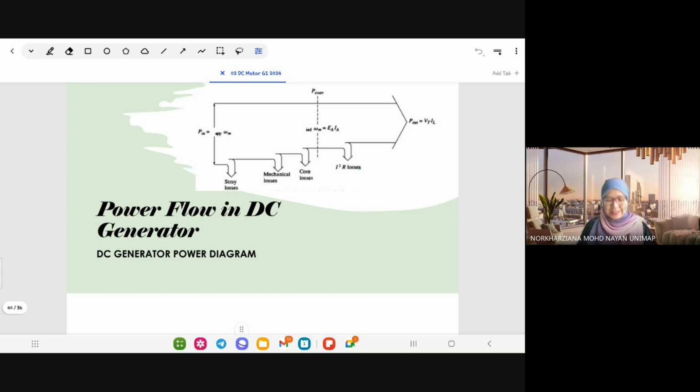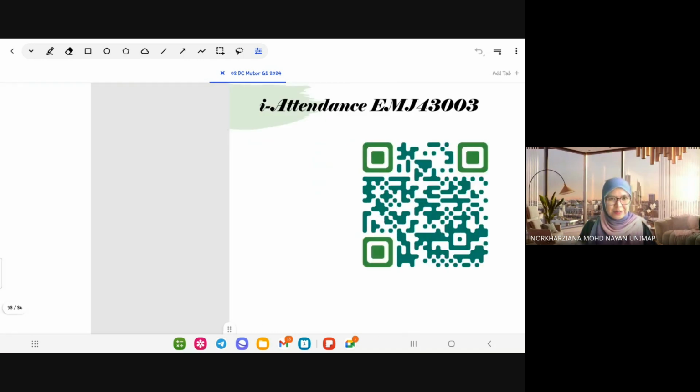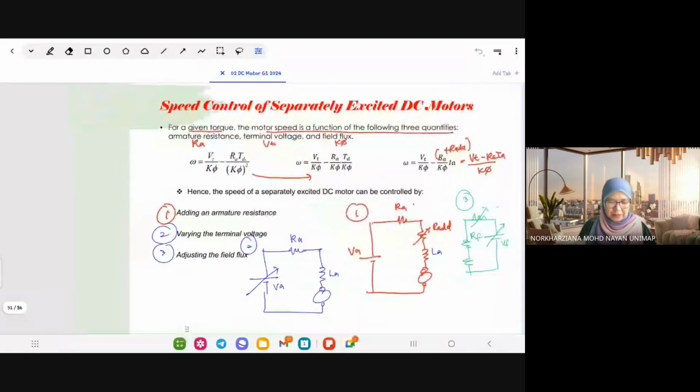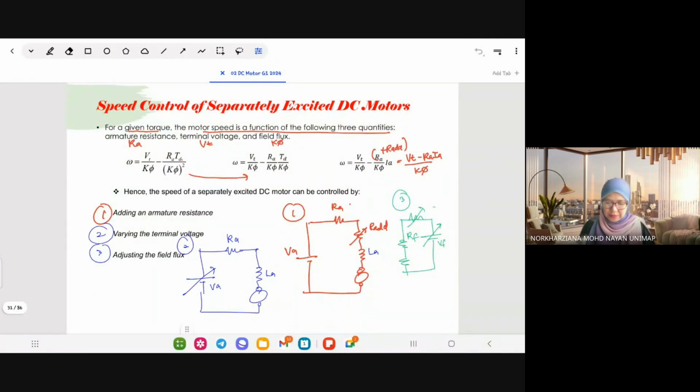Okay, last class, oh not this one, we stopped at here, am I right? Okay. It was not actually a summary, it was brief information on how speed control of a separately excited DC motor can be done.